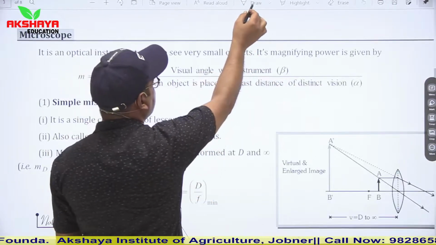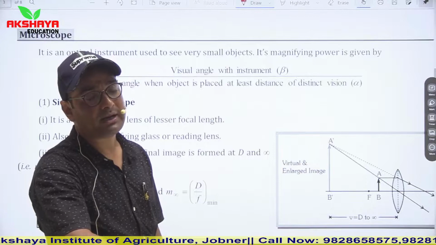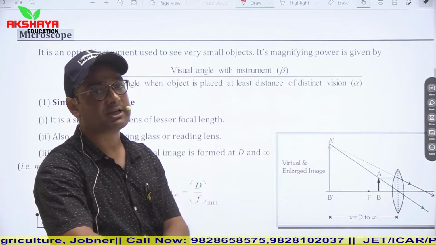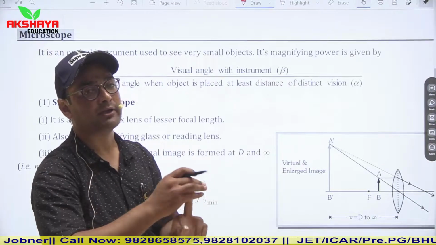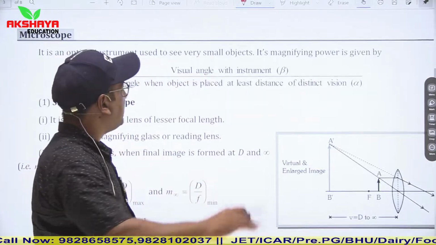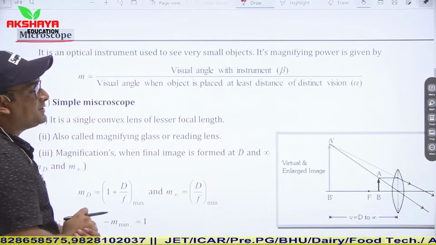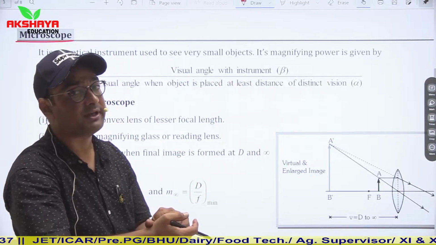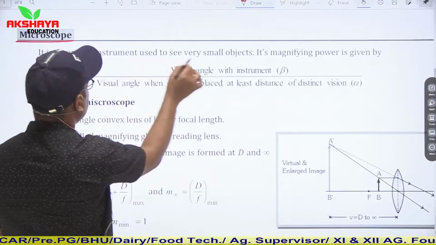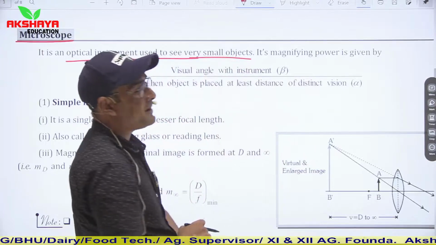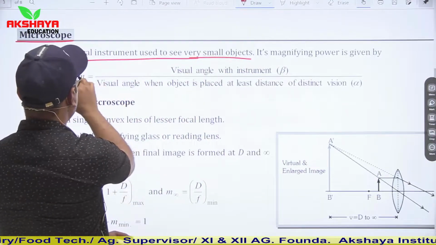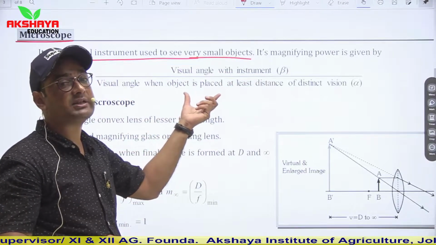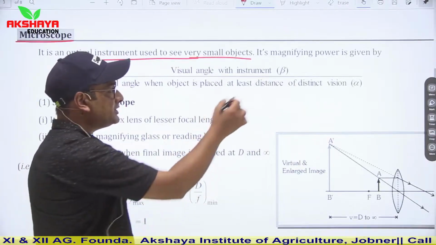Now our next optical instrument is the microscope. We will study here four types of optical instruments: human eye, microscope, telescope, and binocular. So next is the microscope. A microscope is an optical instrument used to see clear and enlarged images of nearer objects, very small objects. Its magnifying power is given by m, which is the visual angle with the instrument divided by the visual angle when the object is at the least distance of distinct vision. So it is beta upon alpha.